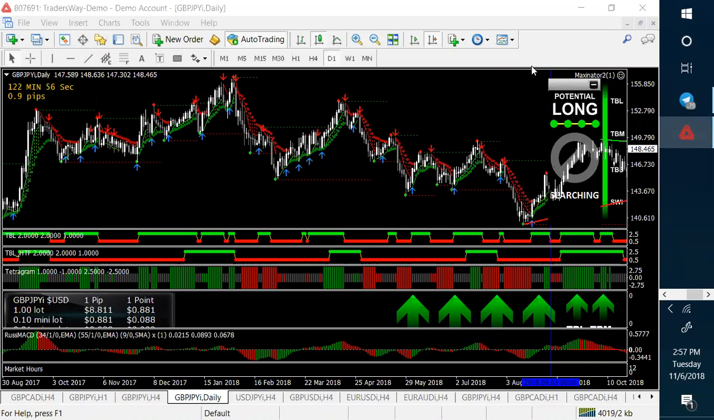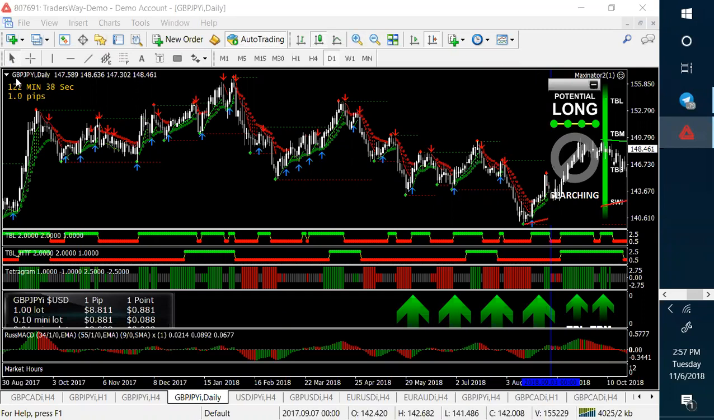I noticed that the switch indicator is very effective. So, in this video, I'm going to be talking about how the switch indicator, along with the trend bias long, the trend bias medium, and the trend bias short, work together to give us a really good system of when to go long or when to go short.